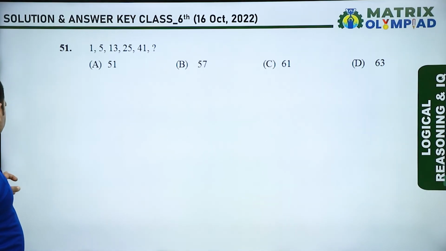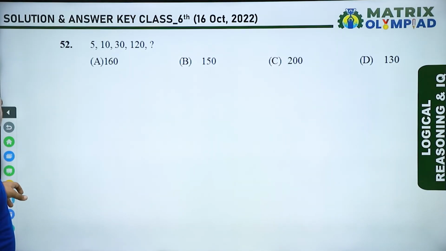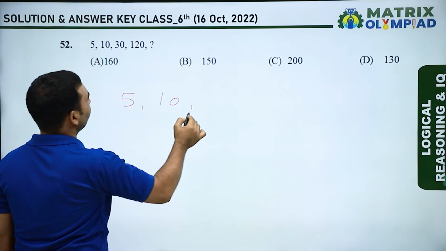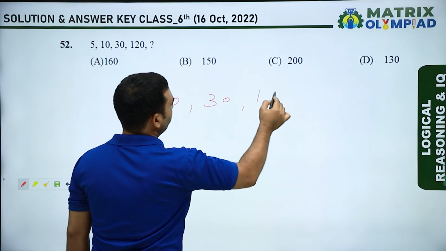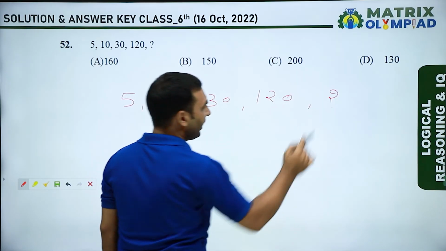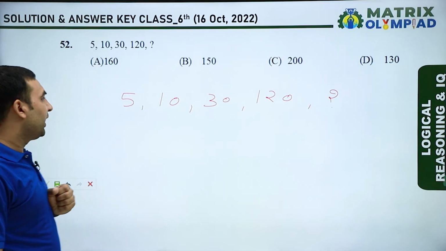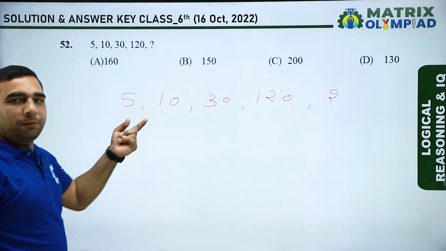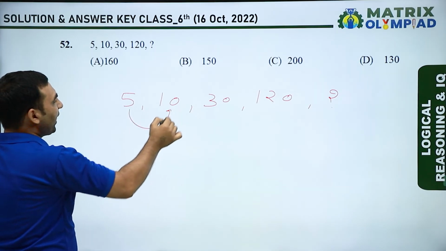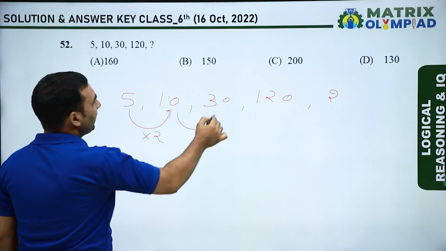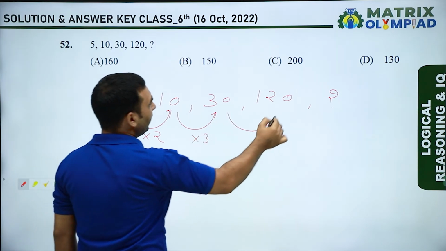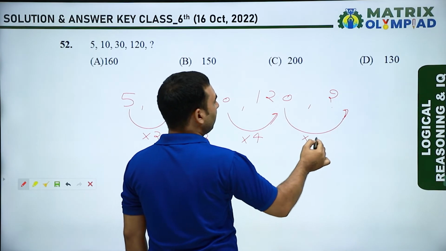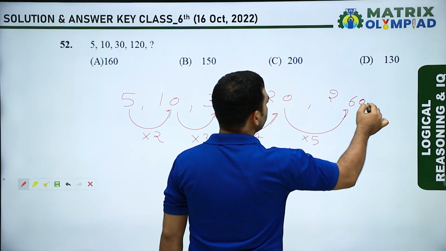Our next question. This question also belongs to number series: 5, 10, 30, 120. What is the next term in this series? If the series is increasing in a very rapid way, then we follow the logic of multiplication. 5 into 2, 10; 10 into 3, 30; 30 into 4, 120. Then we multiply 120 by 5. Then our answer is 600.